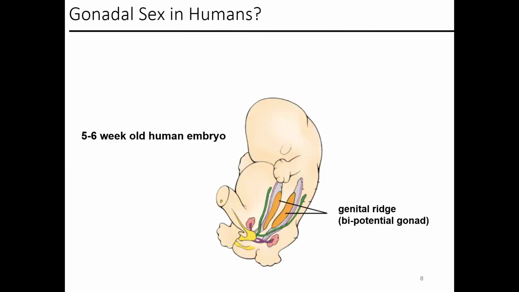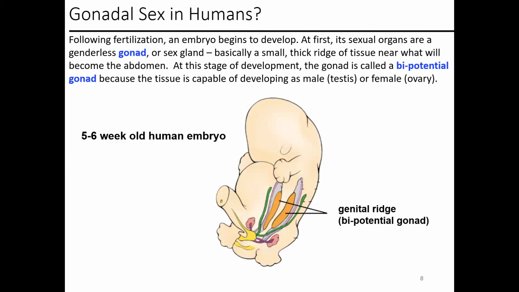So how does that work? How do gonads, or the glands, develop in humans? Following fertilization, an embryo begins to develop, and at first, its sex organs are a genderless gonad.